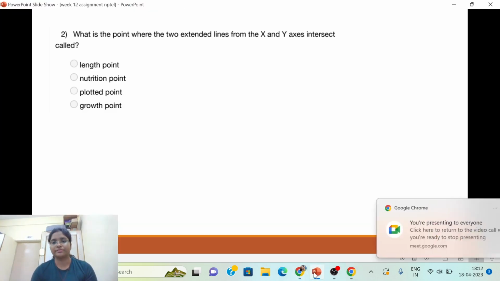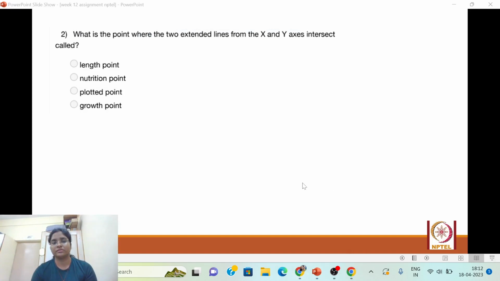So the correct answer is C. I think everyone has given the correct answer. The two extended lines from X and Y intersect at the plotted point, right?